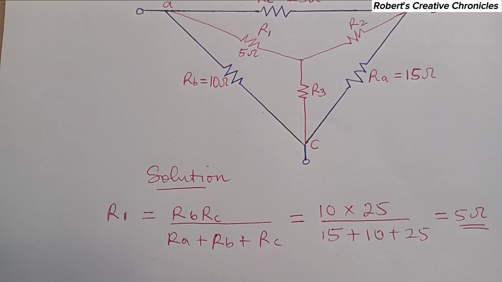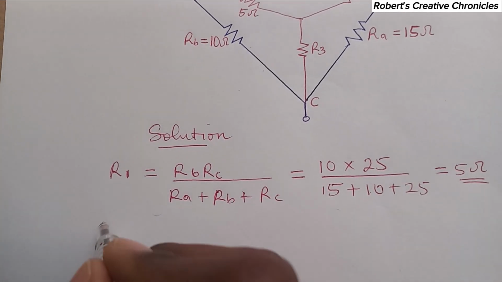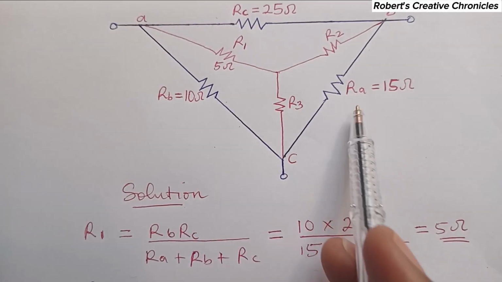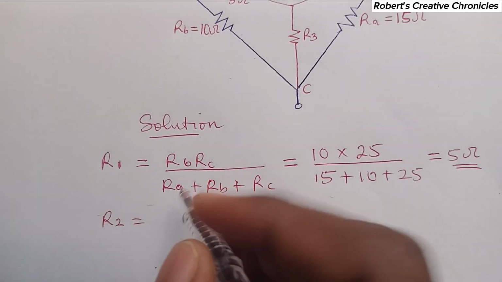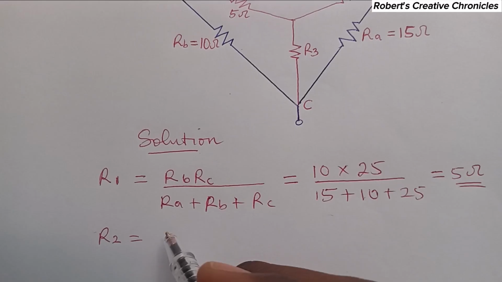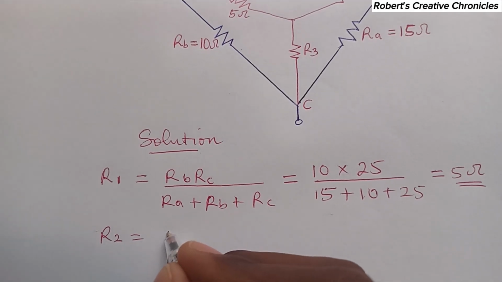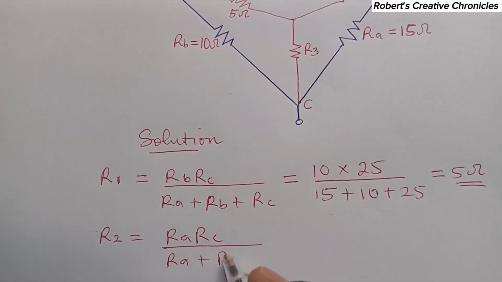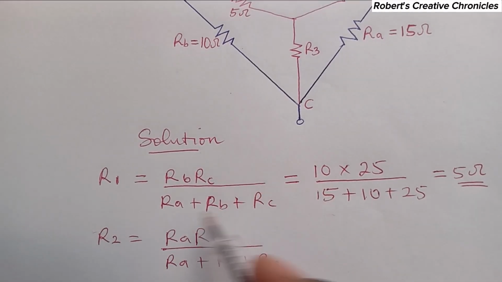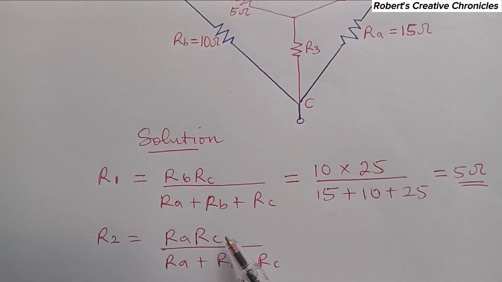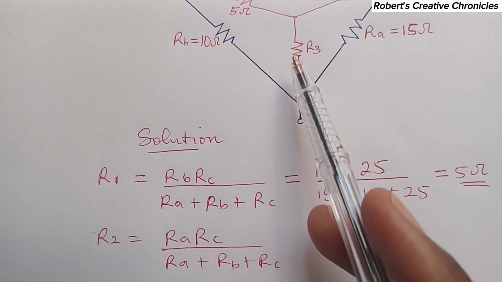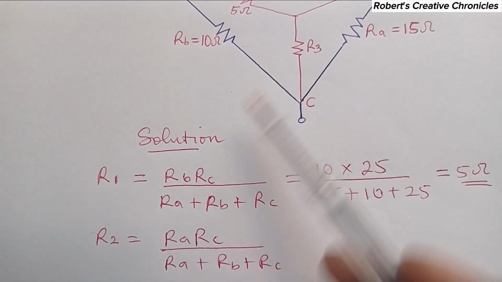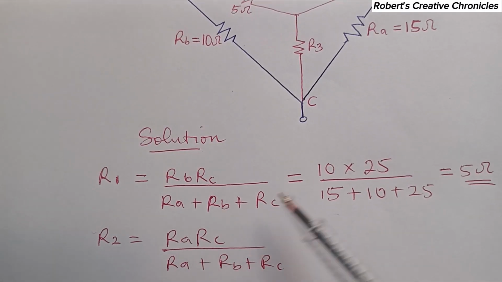Then R2 now. R2 is what? R2 will be RC RA over RA plus RB plus RC. You see, in this one, I didn't have to cram any formula to do it because I know the logic of how it's gotten. That's how I'm using it to get these formulas from the diagram. So it's very important to know how to get the formulas from the diagram because they can change.